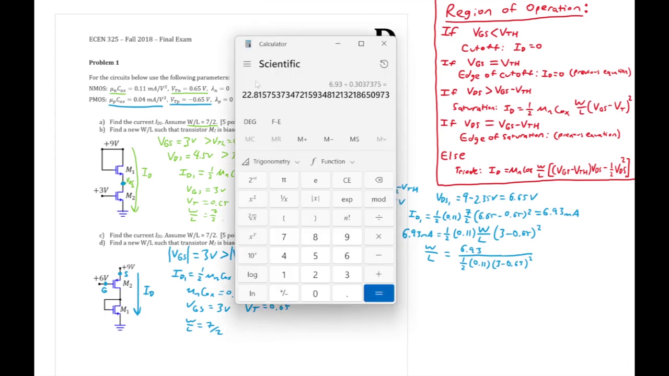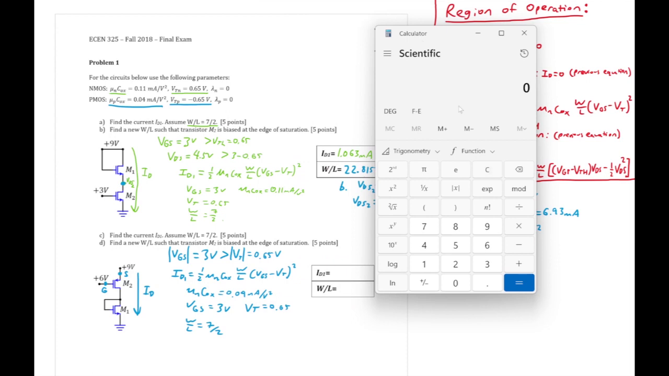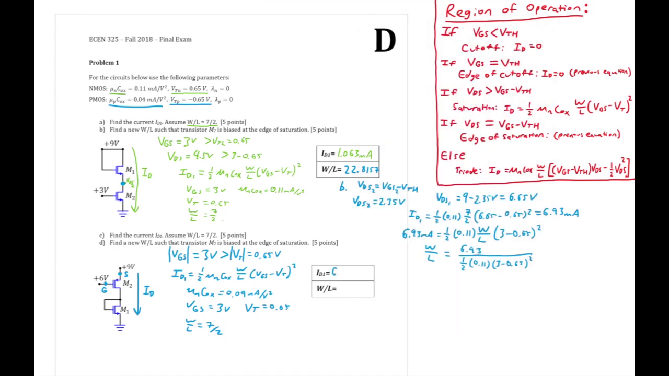So let's go ahead and calculate that real quick. So 3 minus 0.65, squared, times 7 divided by 2, times our 0.04 milliamps per volt squared, and we end up with 0.387 milliamps. Okay, so that's our part C.